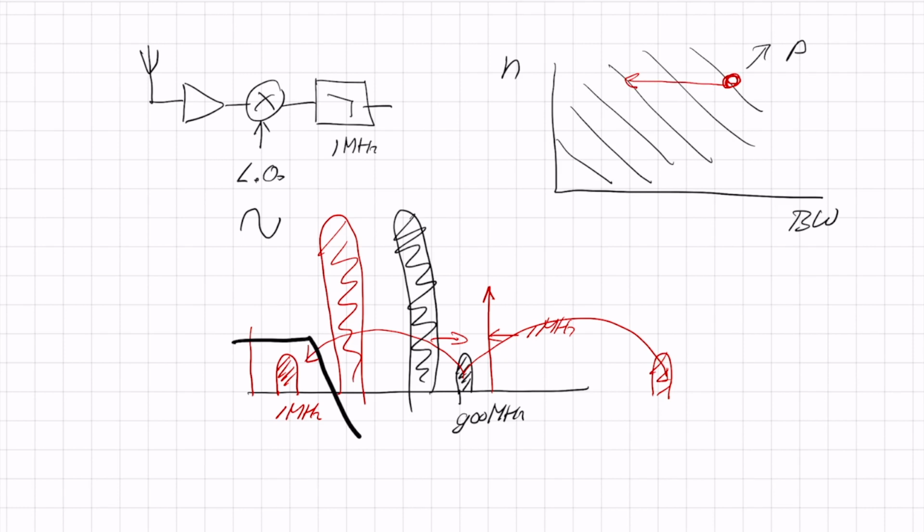And then by using the filter, we can remove the big interferers, and we can make sure that we don't need all these levels. So that means that the number of bits can be reduced, and that means we go here. So basically, we've made this move. This is the effect of the mixer, and this is the effect of the filter.